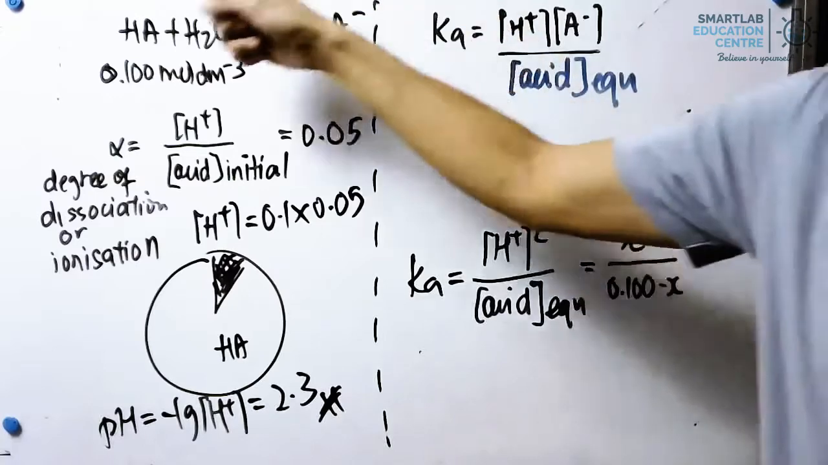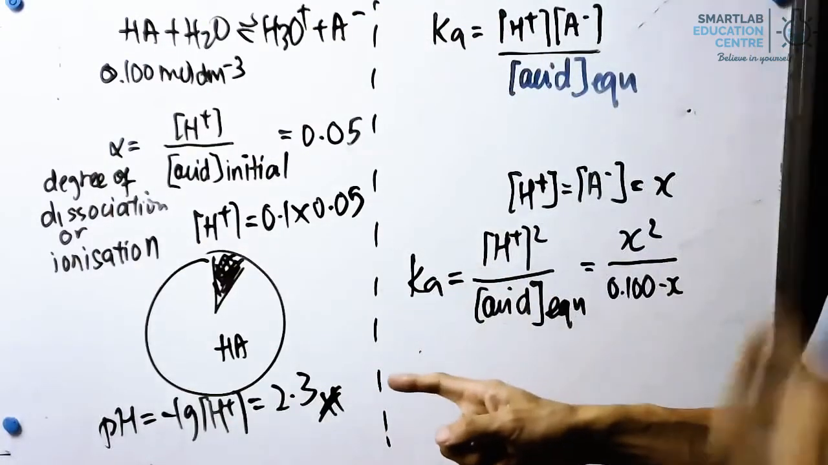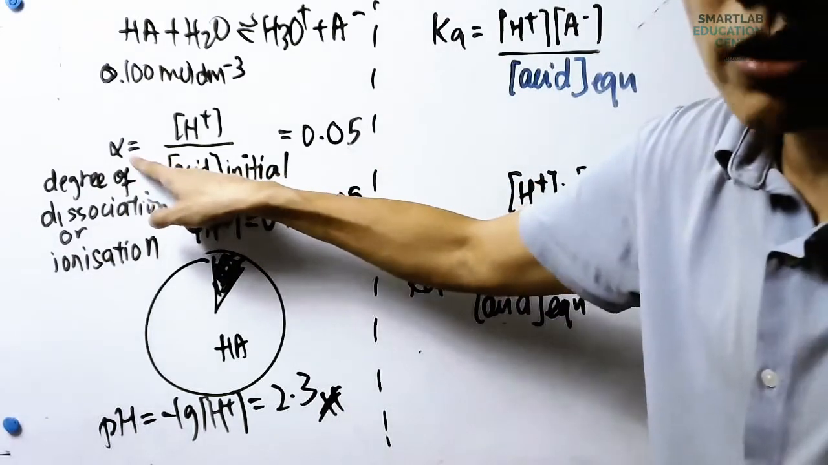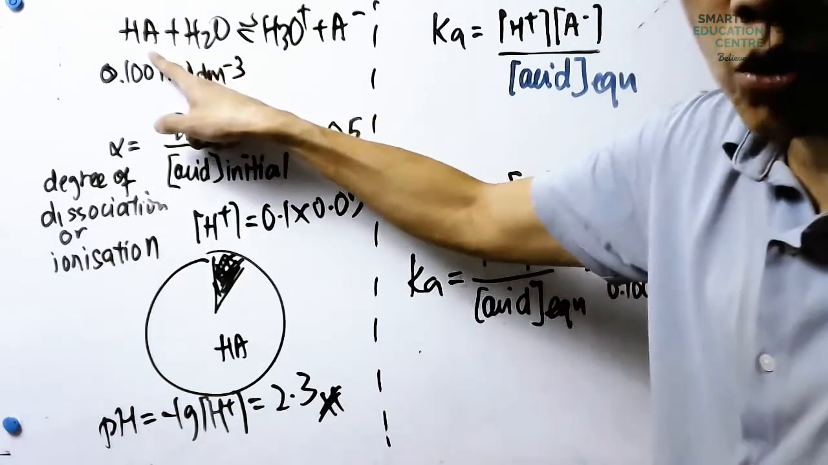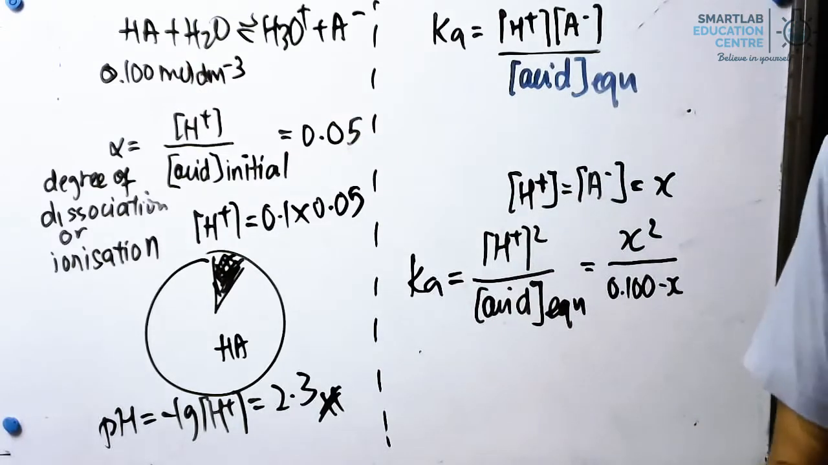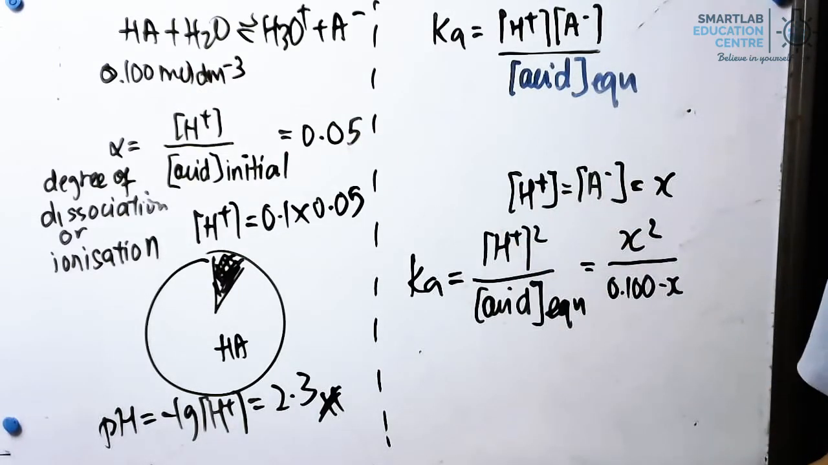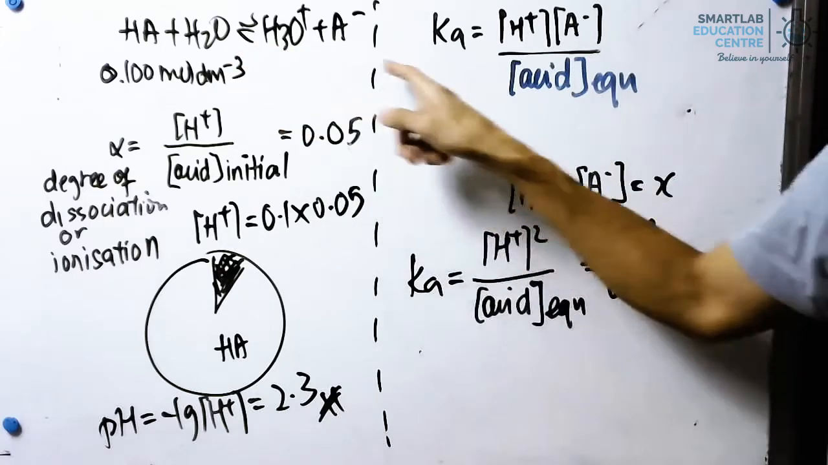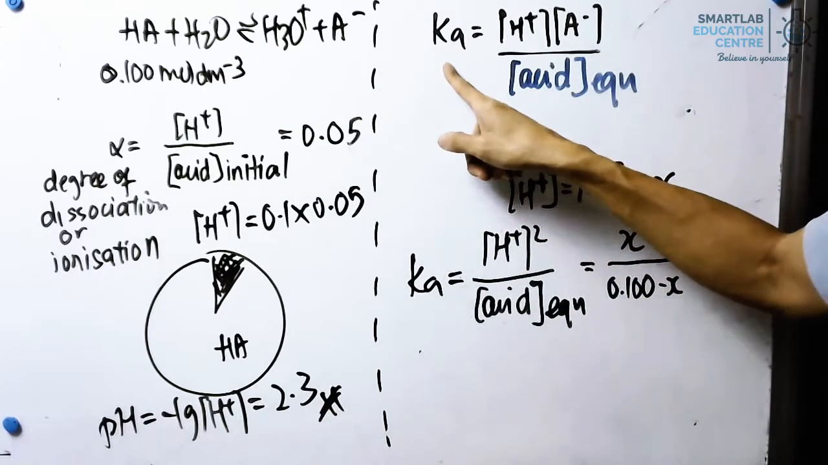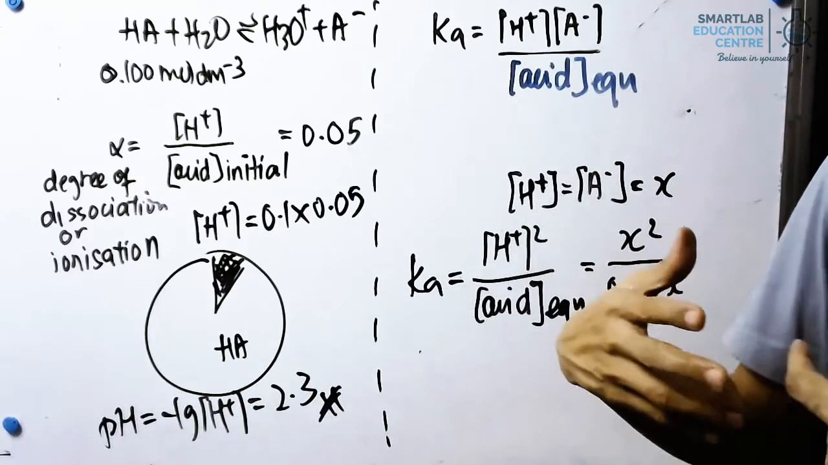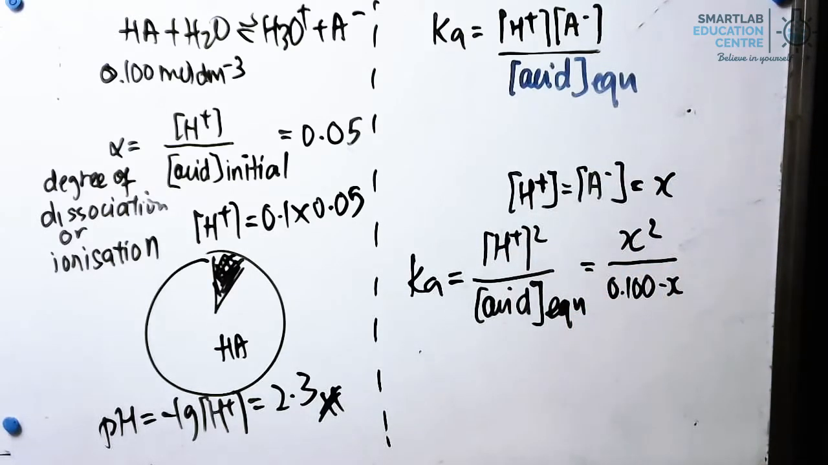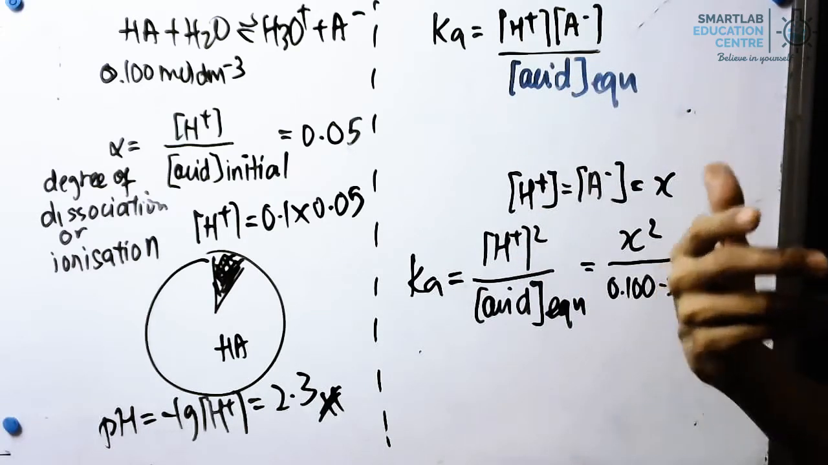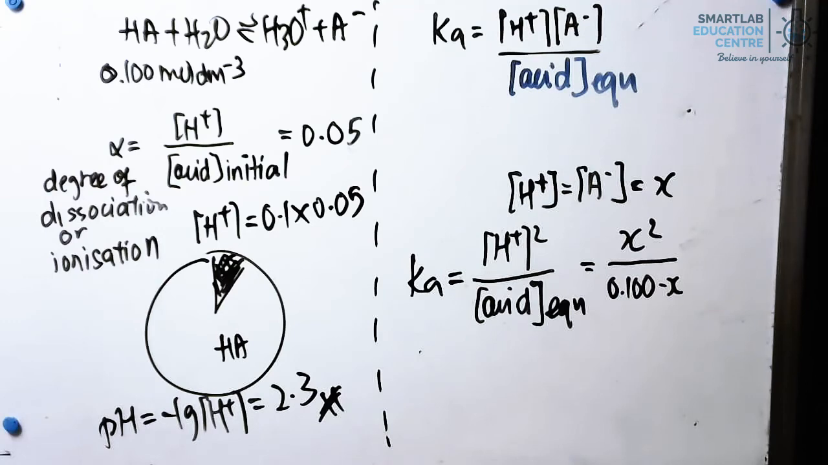The reason why this method is not utilized is primarily because the degree of dissociation varies with the volume and the concentration of your acid. It is not a constant. So what is the alternative? The alternative is to make use of the equilibrium constant, which will always be a constant value unless your temperature changes. So this will be a far better method for you to calculate the pH of your weak acid.